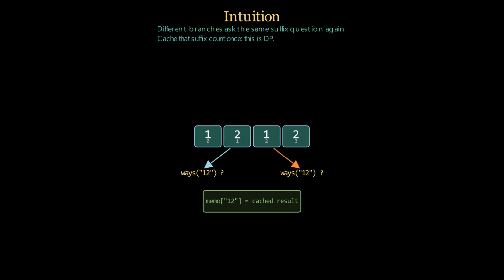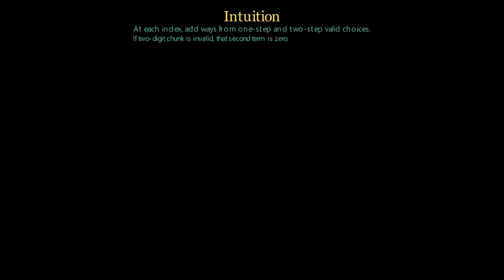With a string like 1212, different branch histories can land on the same remaining suffix. Here the question, ways of 12, appears more than once. Instead of recomputing it every time, store that answer and reuse it. That reuse is the dynamic programming win.